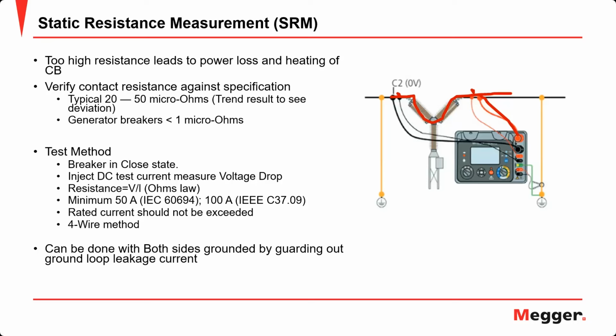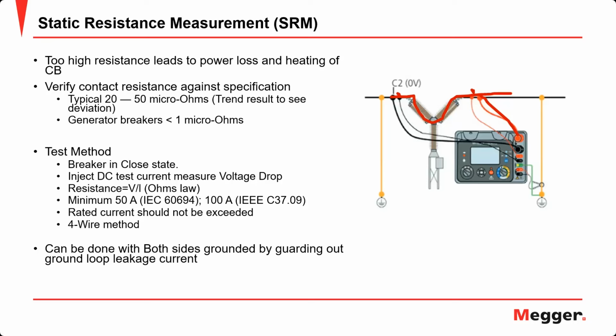So how we test these breakers is the following. We have to close the breaker, it should be in the closed state, and we inject DC current and measure the voltage drop across this contact. After that, we can apply Ohm's law. The IEC standard specifies that you have to use a minimum of 50 amperes for testing static resistance, and the IEEE states a minimum of 100 amps. We use the 4-wire method for this test to remove the effect of the test leads. If we use only 2 wires, they will be included in our measurement.